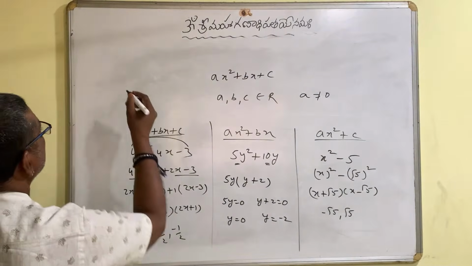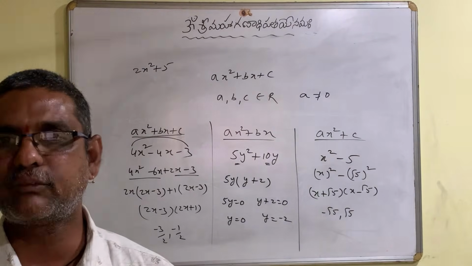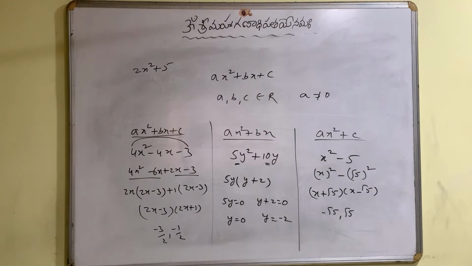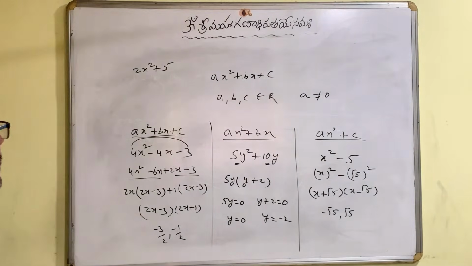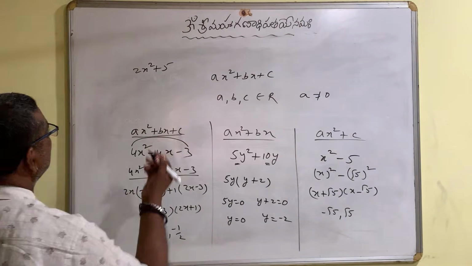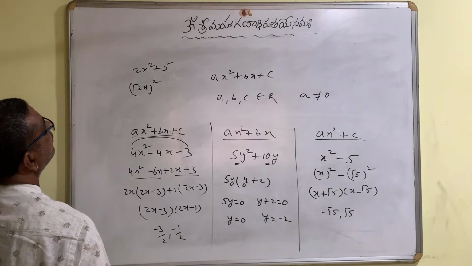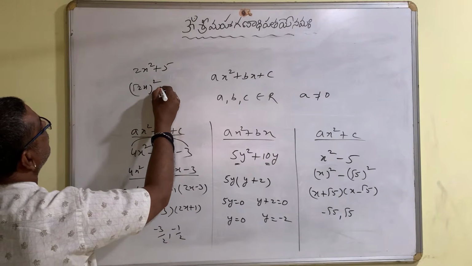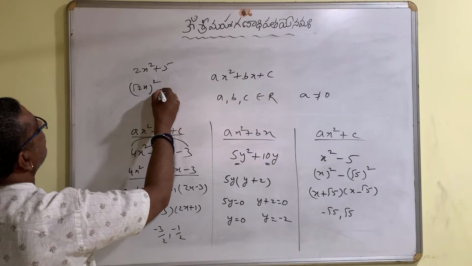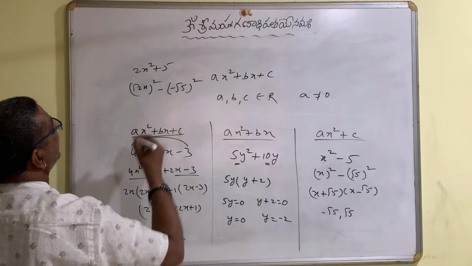Okay. Suppose 2x square plus 5. How to find out the zeros of 2x square plus 5? Okay. So there is a direct formula. See, write this one as root 2x whole square minus root 5 whole square.